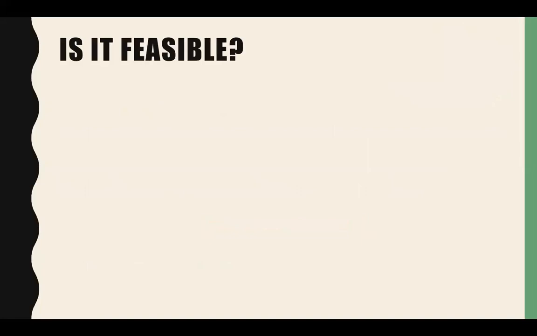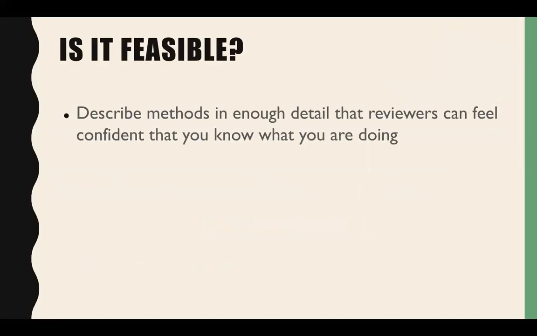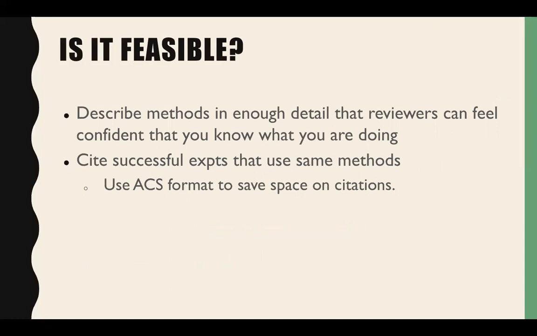All right. Is it feasible? So in order to convince your reviewers that your proposed research is feasible, you'll want to describe your methods in enough detail that basically the reviewers feel confident that you know what you are doing. And you can also support your methods by citing successful experiments that use the same methods. And I suggest using ACS format to save space on citations. And if you're using new methods, how will you validate them to prove that they work?